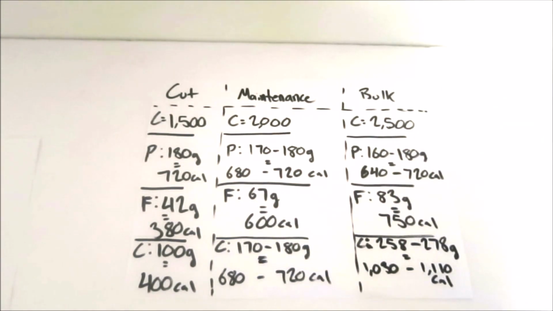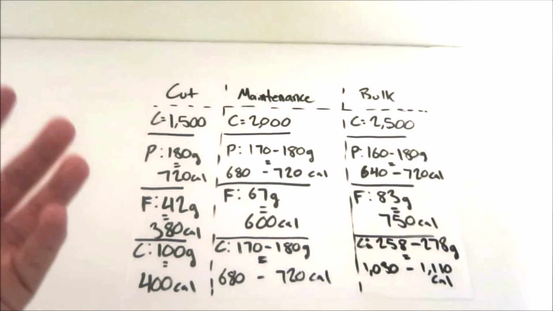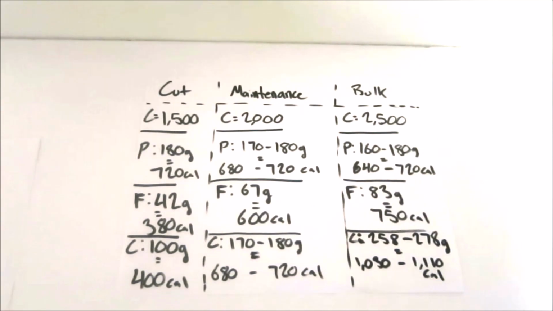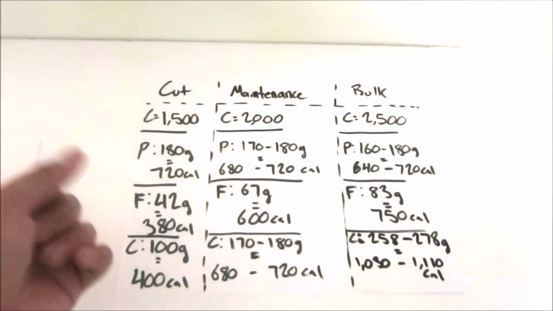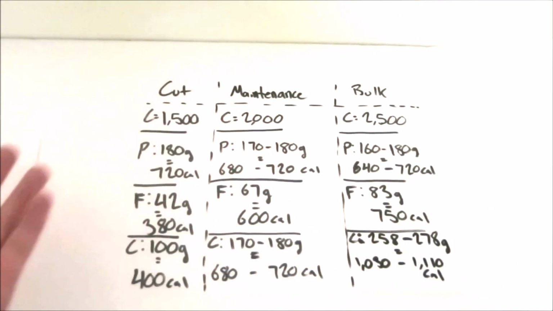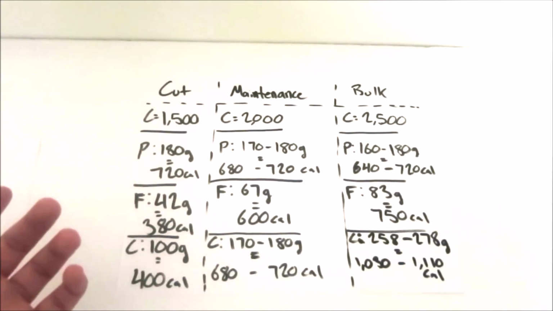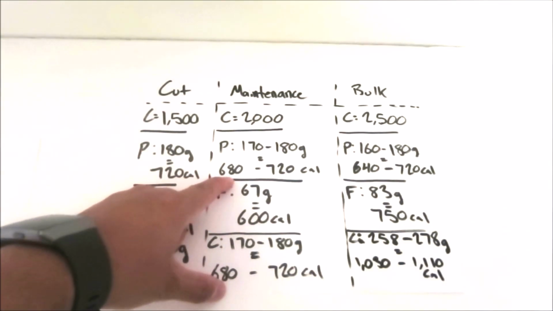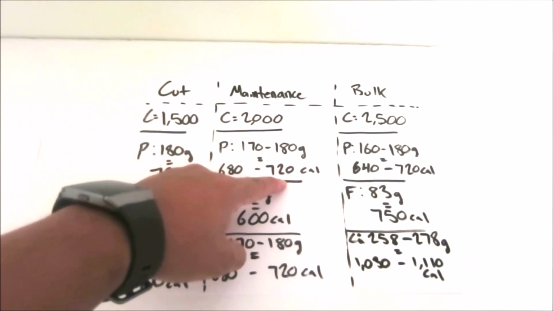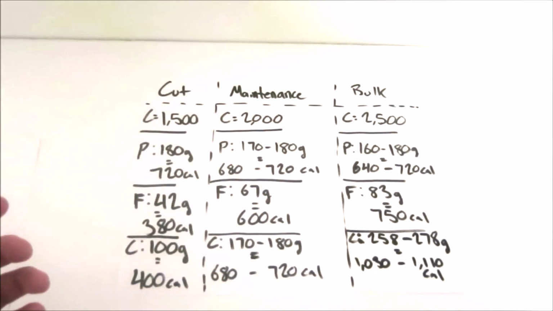If you want to stay at maintenance, maintain your weight, you have a little bit more flexibility to choose how you want to set up your protein. Like I said, protein is what we want to set up first. So we can set it up anywhere between about 170 to 180. That's about a good place to start off. And if you were to start between that, you would end up with anywhere between 680 calories to 720 calories. That would be for protein.